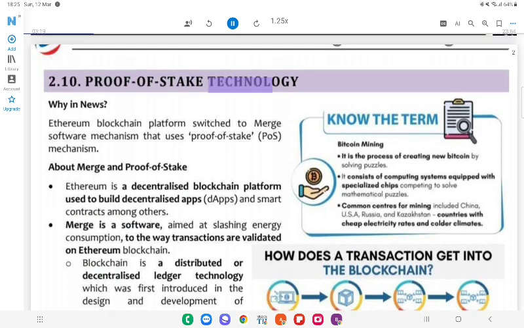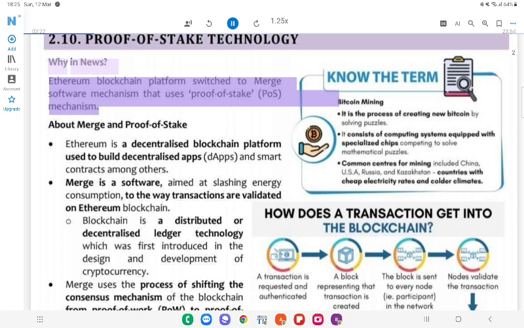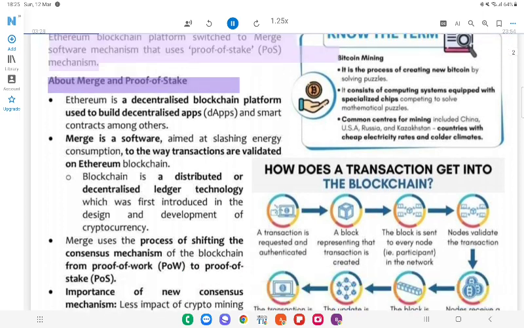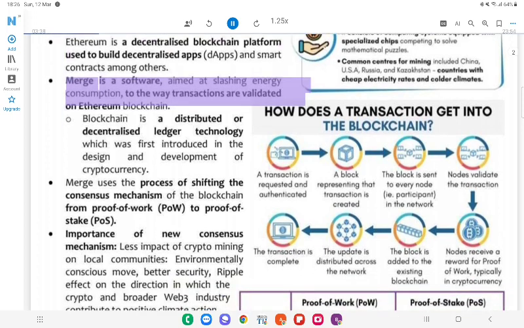Technology. Why in news? The Ethereum blockchain platform switched to the Merge software mechanism that uses the proof-of-stake (PoS) mechanism. About the Merge and proof-of-stake: Ethereum is a decentralized blockchain platform used to build decentralized apps, dApps, and smart contracts, among others. The Merge is software aimed at slashing energy consumption in the way transactions are validated.